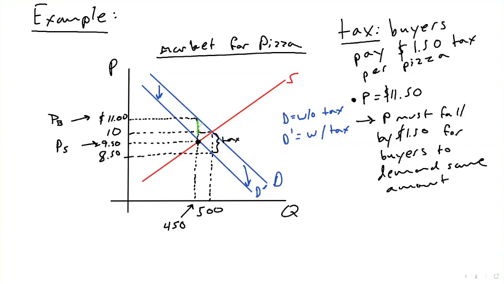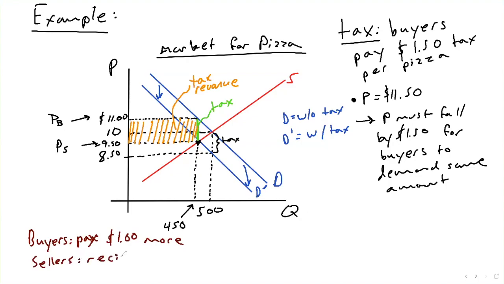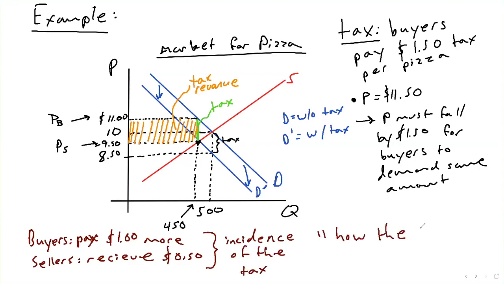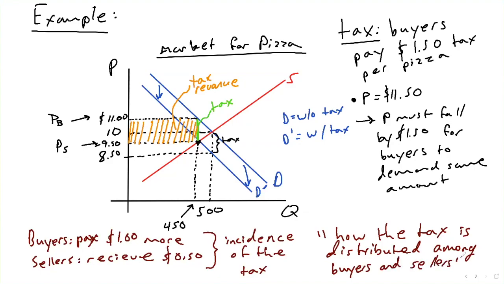In our graph here, this area, that's the tax amount. And then this whole rectangle is the tax revenue. So again, in this case, the buyers end up paying $1 more and the sellers receive 50 cents less. And we call this the incidence of the tax. Put another way, the incidence of the tax is just how the tax is distributed among buyers and sellers.